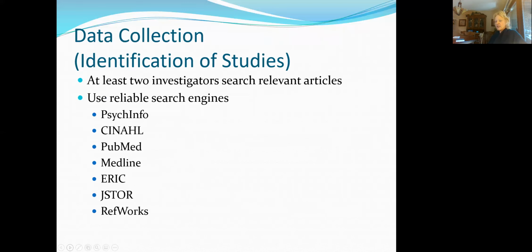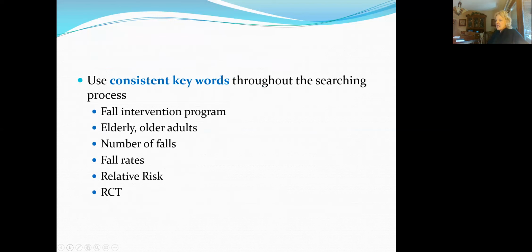So the data collection is the process of identifying the studies. Again, you have at least 2 investigators search the relevant articles. Use reliable search engines. You can use PsycInfo, CINAHL, PubMed, Medline, ERIC, RefWorks. Those are all useful. And as I've said over and over in this class, I highly recommend working with a medical librarian so you don't miss anything. You want to use consistent keywords throughout the searching process. And here are her keywords, which we've talked about already.